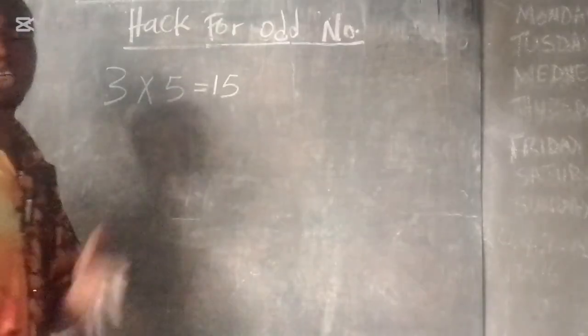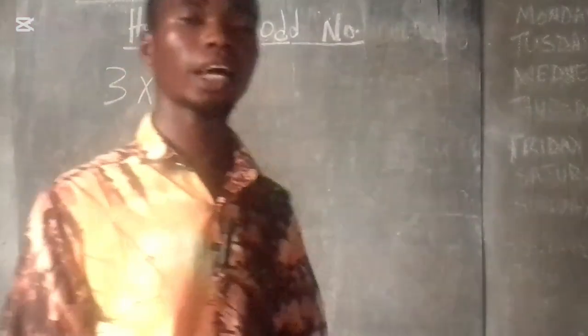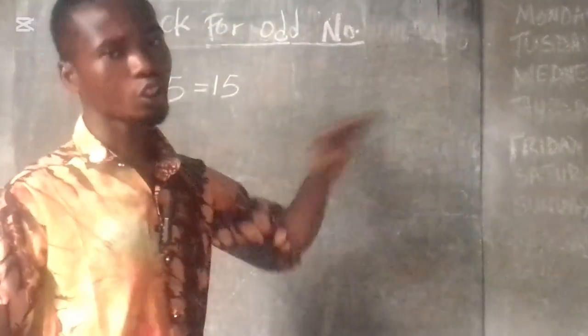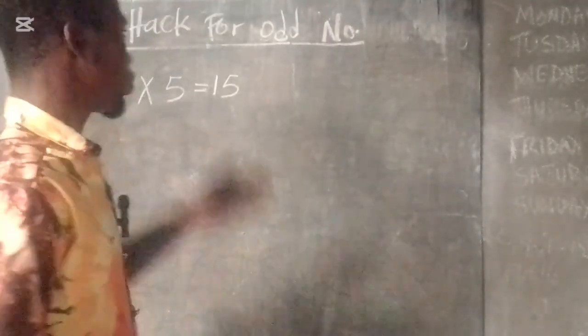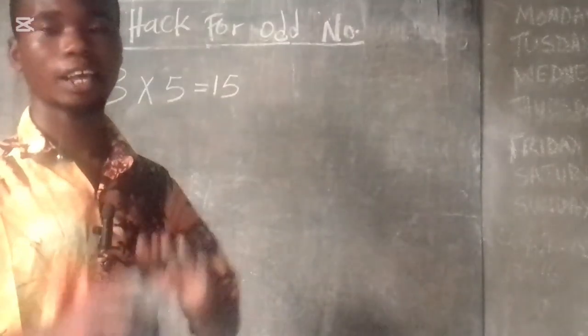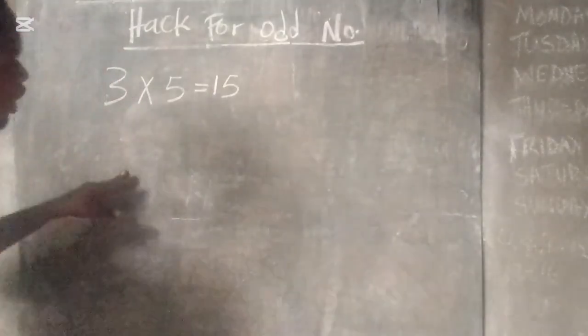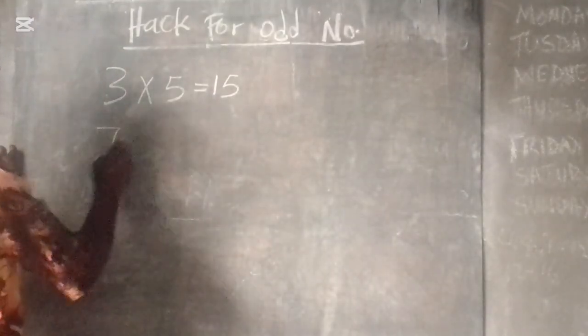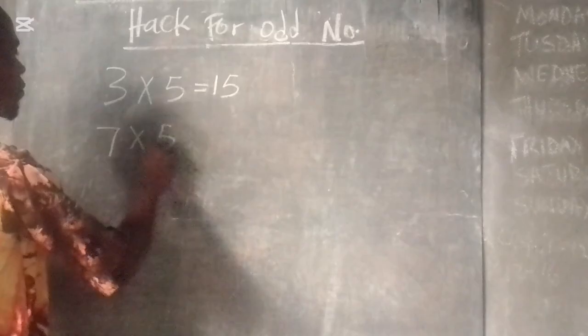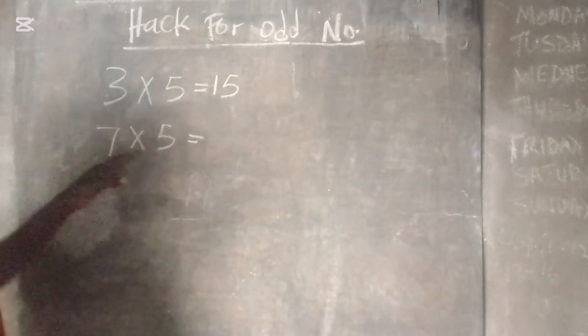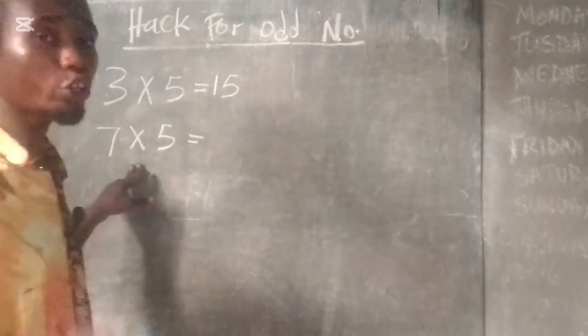That is the hack in multiplying 5 with odd numbers. You have the odd number, halve it, and add 5 to it, and that is it. What of another number like 7? 7 times 5. 7 here is an odd number.